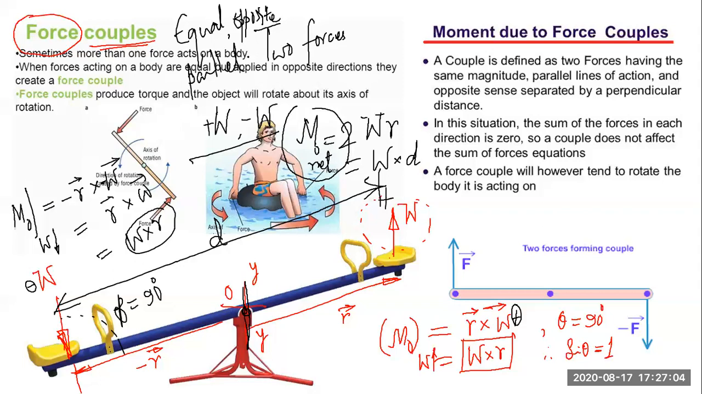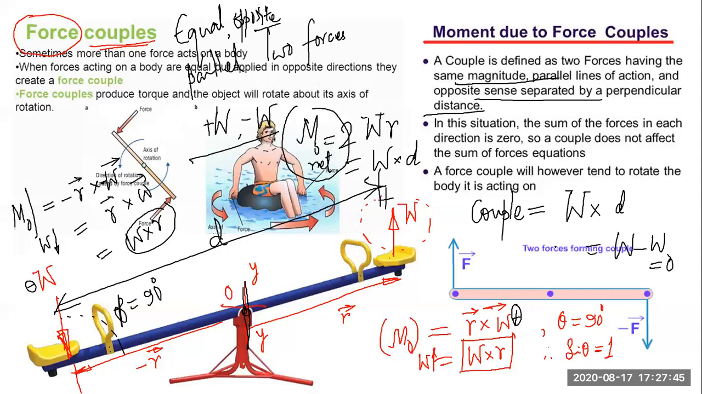Here, a couple is defined as two forces having the same magnitude, parallel lines of action, and opposite sense, separated by a distance d, and it is given by the magnitude of any force into the distance between the two forces. This is the amount of couple. The word couple comes from the number of forces being two. And what is the sum of the forces? This is a very important feature of a couple. Here, the sum of the forces is W minus W, that means 0.